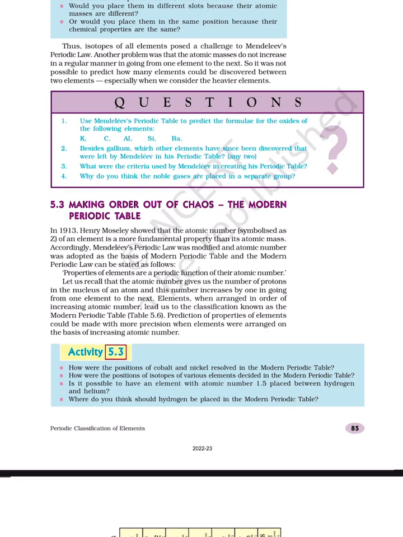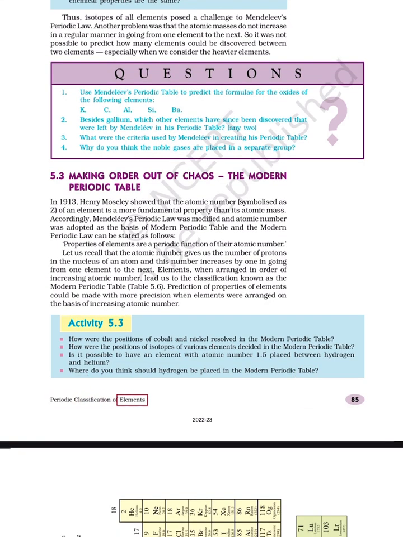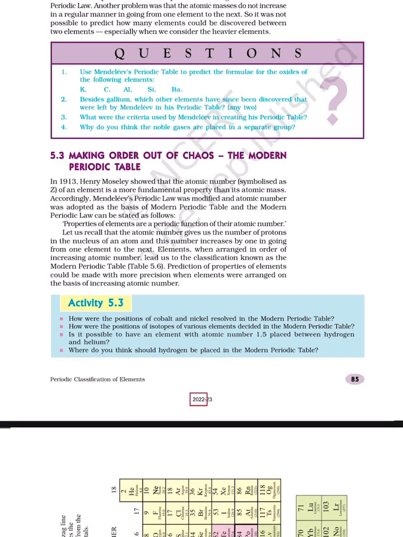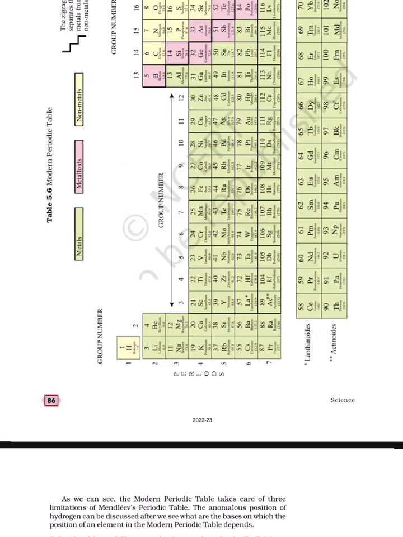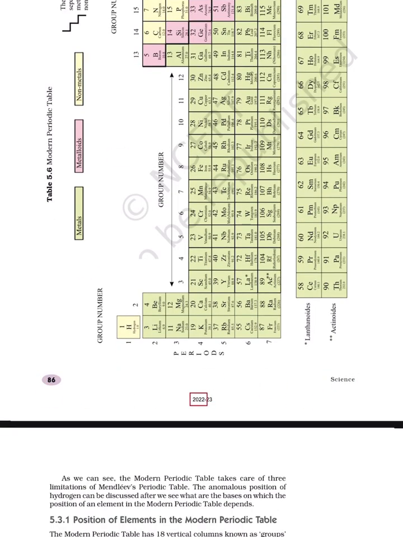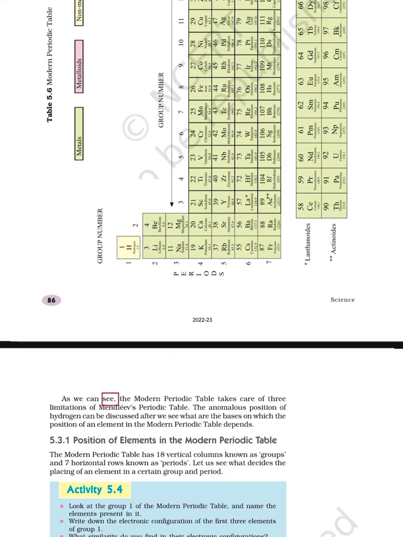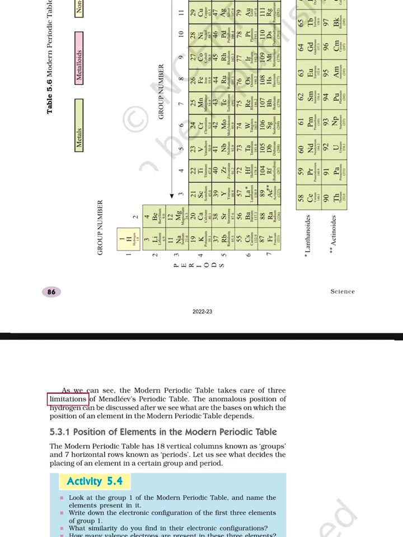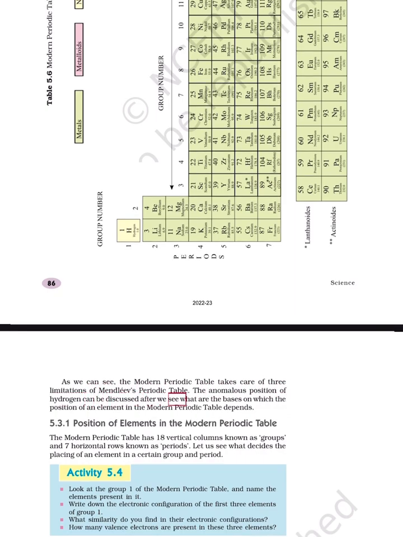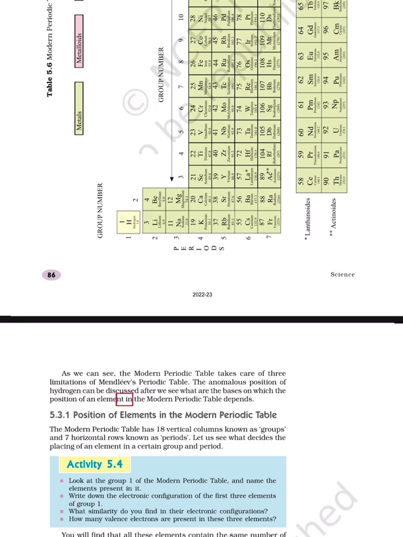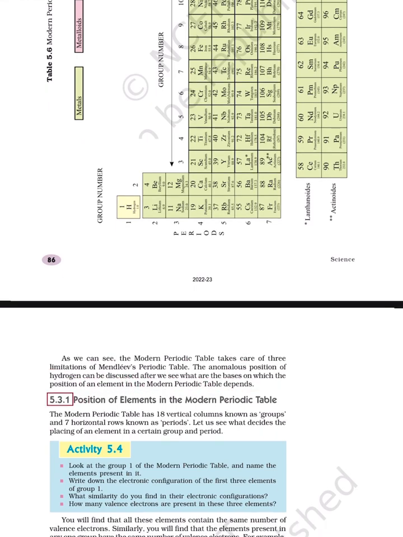Activity 5.3. Periodic classification of elements. Table 5.6 Modern periodic table. As we can see, the modern periodic table takes care of three limitations of Mendeleev's periodic table. The anomalous position of hydrogen can be discussed after we see what the bases are on which the position of an element in the modern periodic table depends.